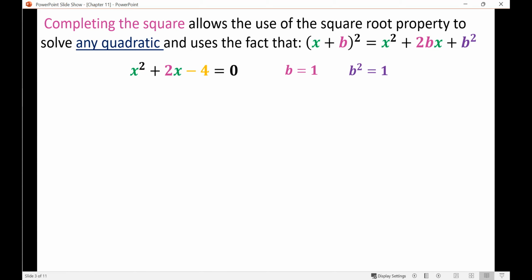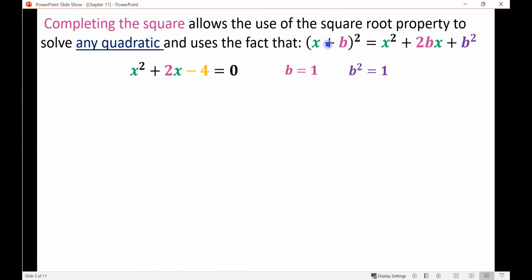Oftentimes with an equation like this, you may want to try to factor or try to use the quadratic formula, which I'll show you later. But if we want to, we can use this technique I'm about to show you called completing the square. We're going to take our quadratic, which looks kind of like this, although not quite this same relationship. We're going to make it have this relationship between the coefficient on x and the constant term, and then fold it up into this perfect square so that we can use the square root property. Okay, so let's take a look at how we would do that.